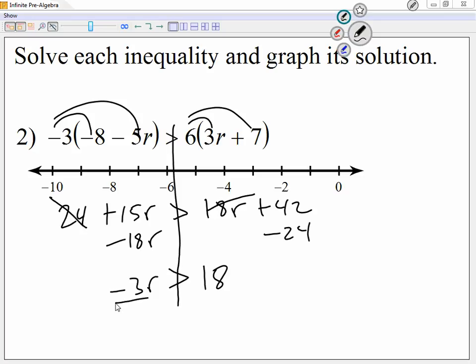Now divide by the number in front of the letter. Divide by negative 3. R is less than negative 6. Do notice that I flipped my arrow because we divided by a negative. So I guess at the end, when the number in front of the letter is negative, flip the arrow because you're going to divide by a negative. So in this case, negative 6 is my number. It's open, and I go towards the left.